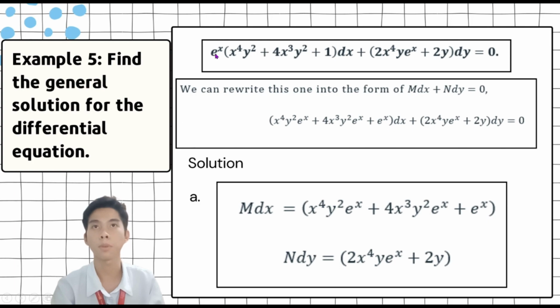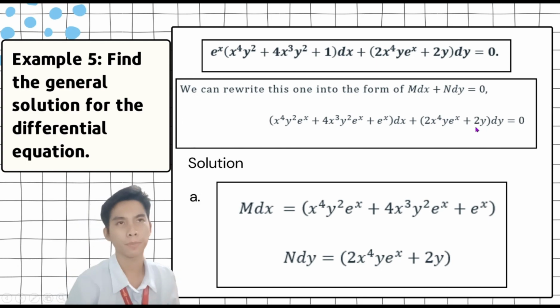We can simply distribute e to the x into each term of the dx part. So we have here the quantity of x raised to the power of 4 y squared e to the x plus 4x cubed y squared e to the x plus e to the x, dx, plus 2x raised to the power of 4 y e to the x plus 2y, dy, equals 0.